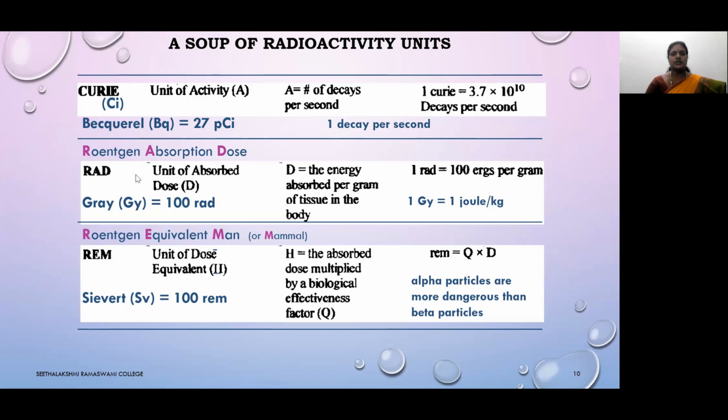Roentgen absorbed dose, or RAD, unit of absorbed dose, is represented as D, which is equal to energy absorbed per gram of tissue in the body, and 1 rad is equal to 100 ergs per gram. Gray is equal to 100 rad, and 1 gray is equal to 1 joule per kilogram. Roentgen equivalent man or mammal, which is represented as REM, unit of dose equivalent, H, is equal to the absorbed dose multiplied by a biological effectiveness factor Q, and REM is equal to Q times D. Sievert, Sv, is equal to 100 rem, and alpha particles are more dangerous than beta particles.